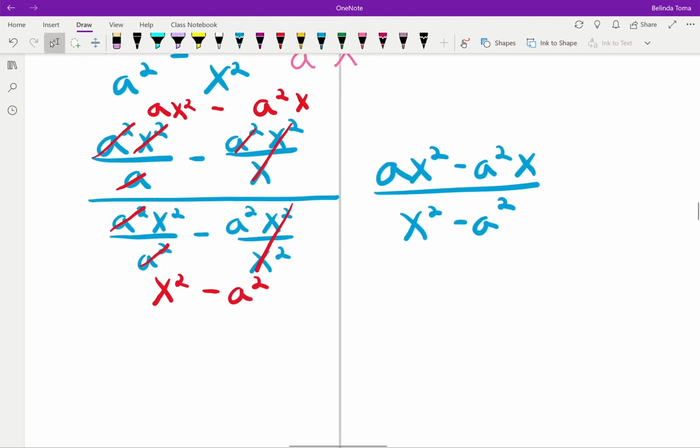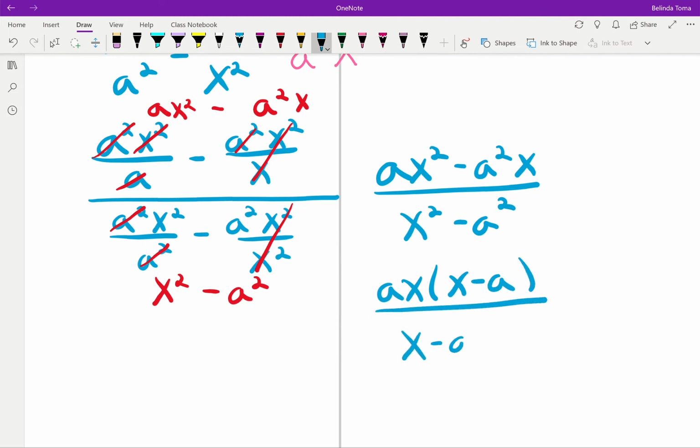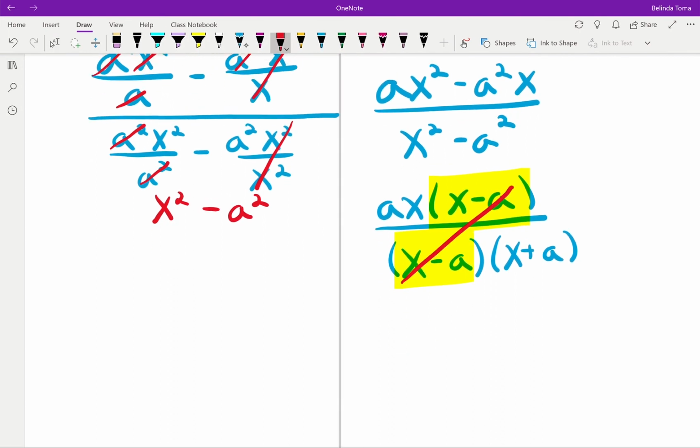Now we're going to look to factor. The numerator has a GCF of ax. We're going to take that out, and we're left with x minus a. The denominator is the difference of squares, so we factor to x minus a times the quantity of x plus a. We have a common binomial that we can cancel. So we're left with our same answer, obviously, that we got in the first method. We're going to be left with ax over x plus a.